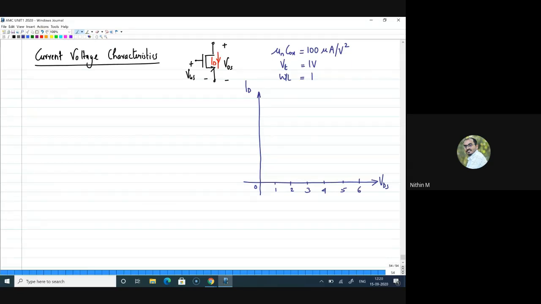Correspondingly, as you increase your VDS, you will get a current, but that will happen only when VGS has a specific value. Say for example, I'll assume that my VGS value is 0. I'll find the current in saturation, and then extend the curve towards the linear region. So initially I'll assume that VGS is 0. Can you tell me, when VGS is 0, what will be your current?